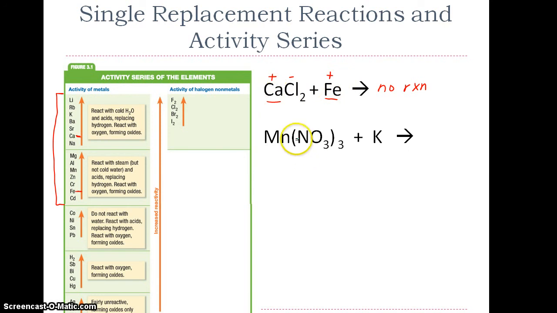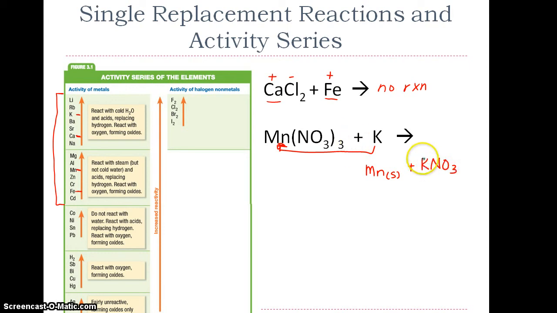So let's look at this one now. We have Mn and K. K is way up here. K is definitely going to kick him out of there. All right, so now we are going to have Mn by himself, which is a solid, plus potassium nitrate.